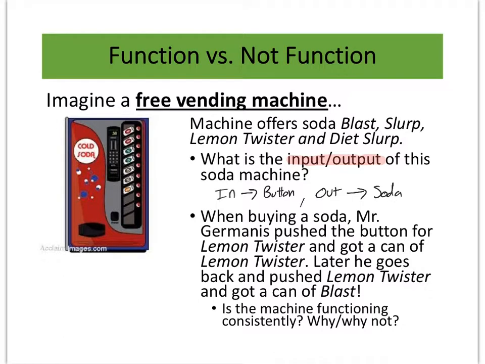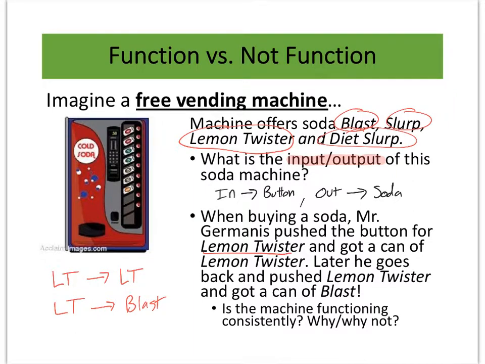Now in this particular example, there's a few different types of soda. There's Blast, there's Slurp, there's Lemon Twist, and then there's Diet Slurp. And these are made up names. So if I, Mr. Germanis, go buy a soda and I push the button for Lemon Twist, I get a can of Lemon Twist. That's my first attempt. Then later I go back and push the button for Lemon Twist and I get a can of Blast.